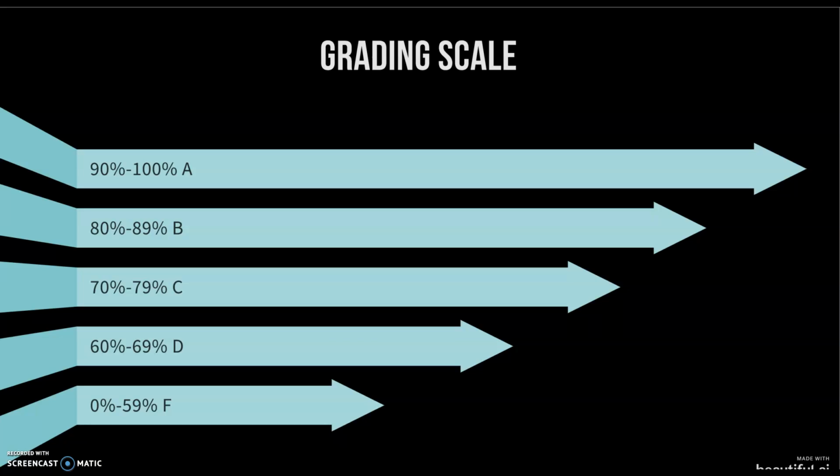Okay, here's your grading scale. 90 to 100 is an A, 80 to 89 is a B, 70 to 79 is a C, 60 to 69 is a D, and 0 to 59 is an F.